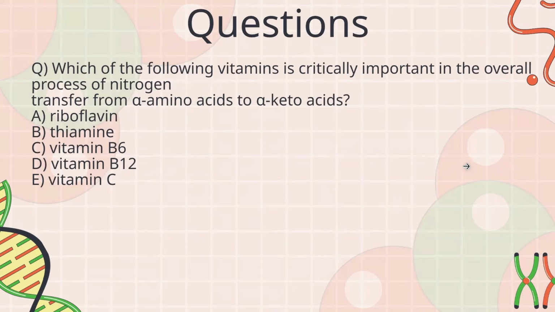Sorry about this. Which of the following vitamins is critically important in the overall process of nitrogen transfer from alpha amino acids to alpha keto acids? And this is C, vitamin B6. And that's about it. We talked about it: it's basically a derivative of vitamin B6, which is your PLP.